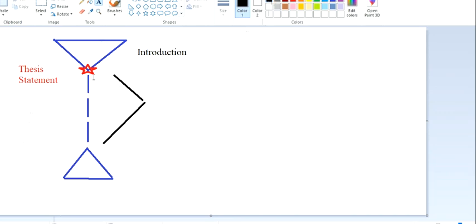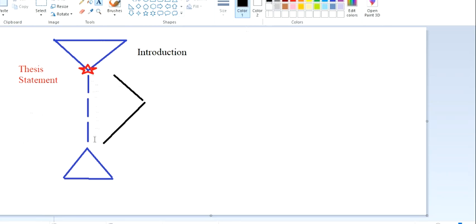Then, after the thesis statement, you have your body paragraphs. I've got 3 here, but it doesn't have to be 3. You may have heard in the past in high school that you have to have 5 paragraphs in your essay. Obviously, when you're writing a longer piece, it's going to have more than 5 paragraphs. The 5-paragraph essay is a model that's taught in high school.